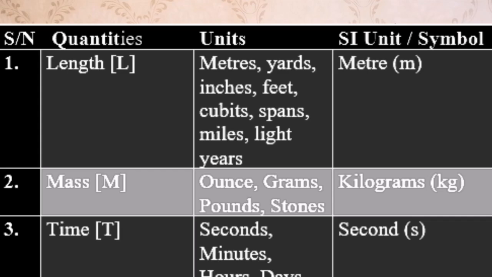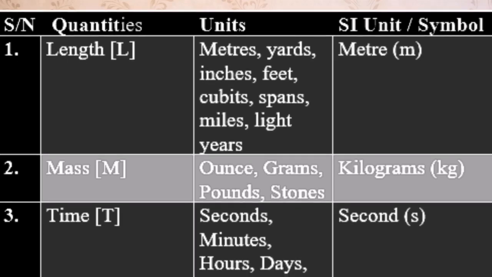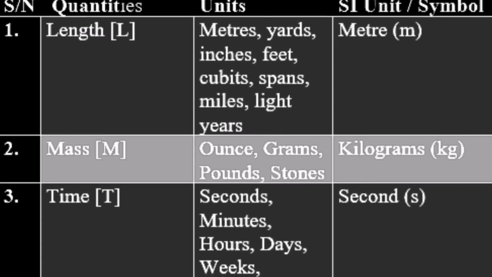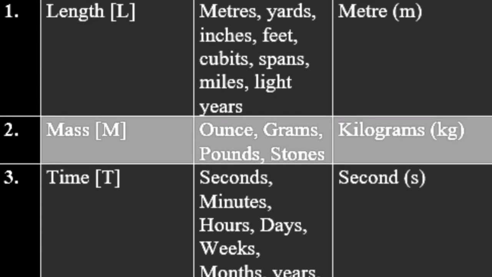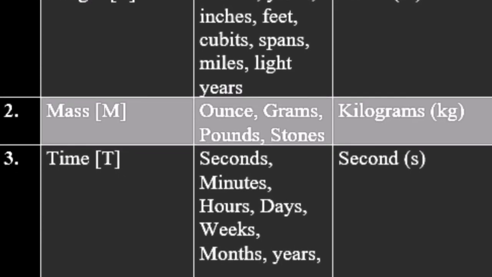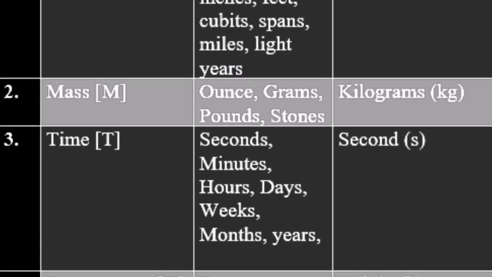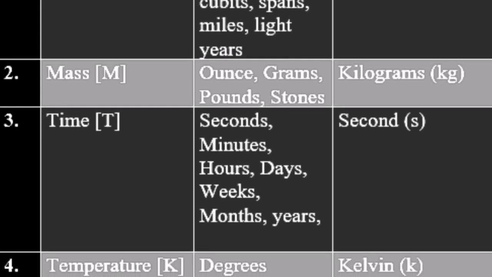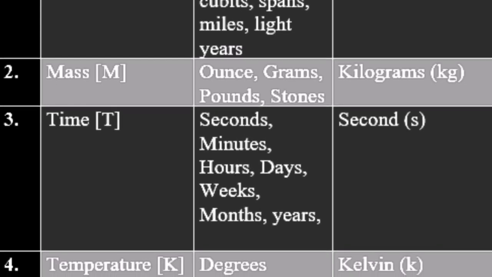Number 2 is mass, and the dimension of mass is capital M. Mass is measured in ounces, in grams, in pounds, and in stones. But the SI unit of measuring mass is kilograms with the symbol kg. Number 3 is time, and the dimension of time is capital letter T. Time is measured in seconds, in minutes, in hours, in days, in weeks, in months, in years. But the SI unit of time is the second with the symbol small letter s.